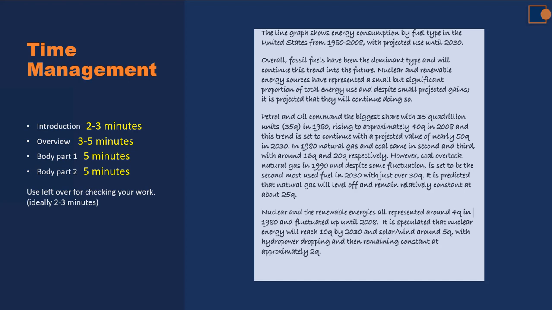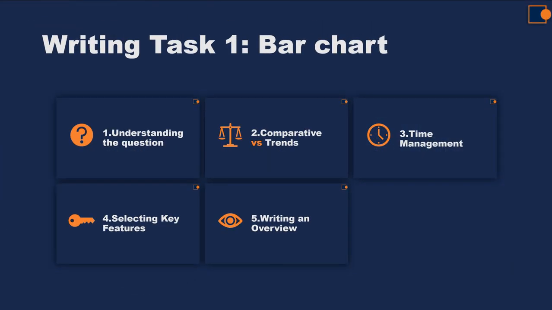Now let's move to the next topic, the overall structure. To recap what we have learned so far, I explained how to understand the layout of the question, then we looked at the difference between comparisons and trends, and finally there was a time management question. So now it's time to talk about selecting key features. So what is this?